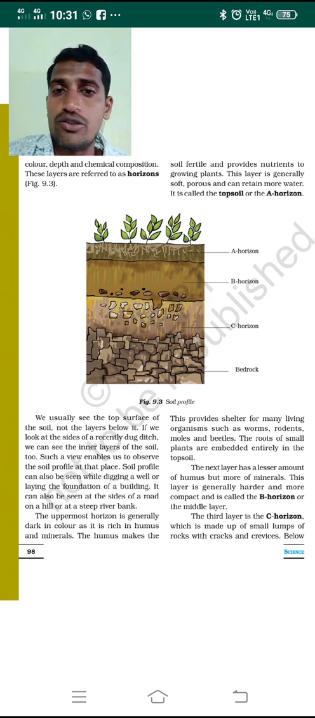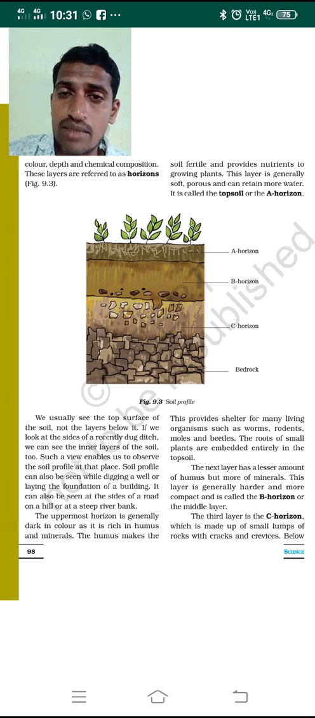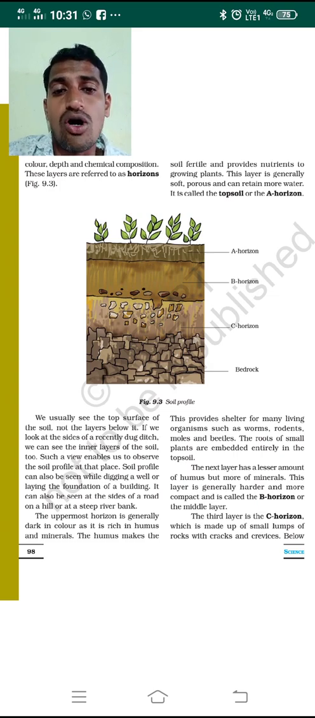For example, the humus is not very deep. And even the chemical combination, this is very important. Each layer of the soil differs in color, depth and chemical combination, and texture is different for different layers. So these layers are referred to as horizons.